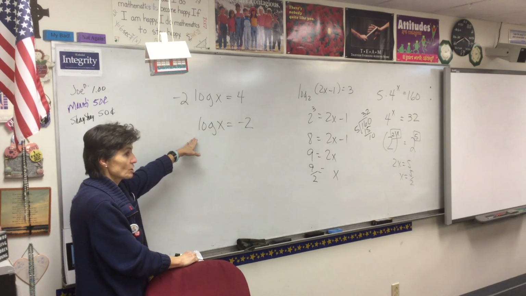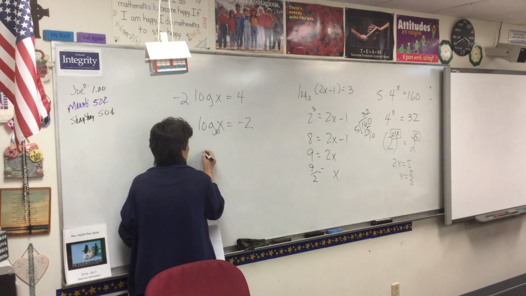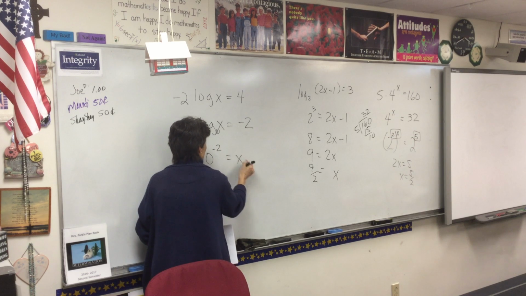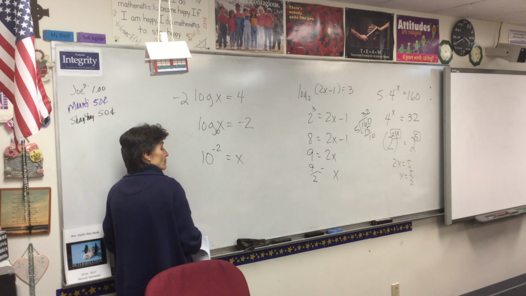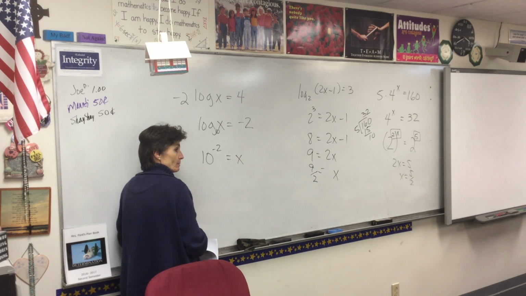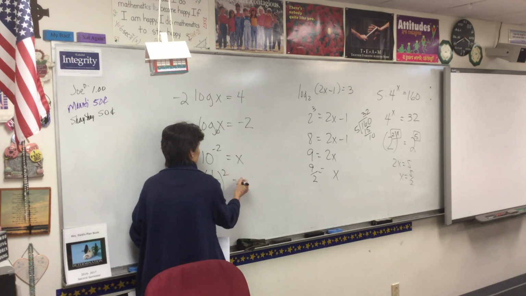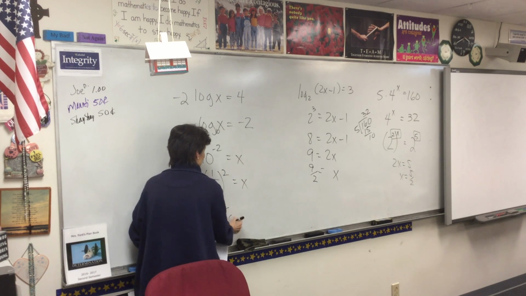What piece of information is not written up here? 10. The base is 10. So 10 to the -2nd equals x. What does 10 to the -2nd mean? 1 over 10 squared, yes, which is 1/100th. Yes.